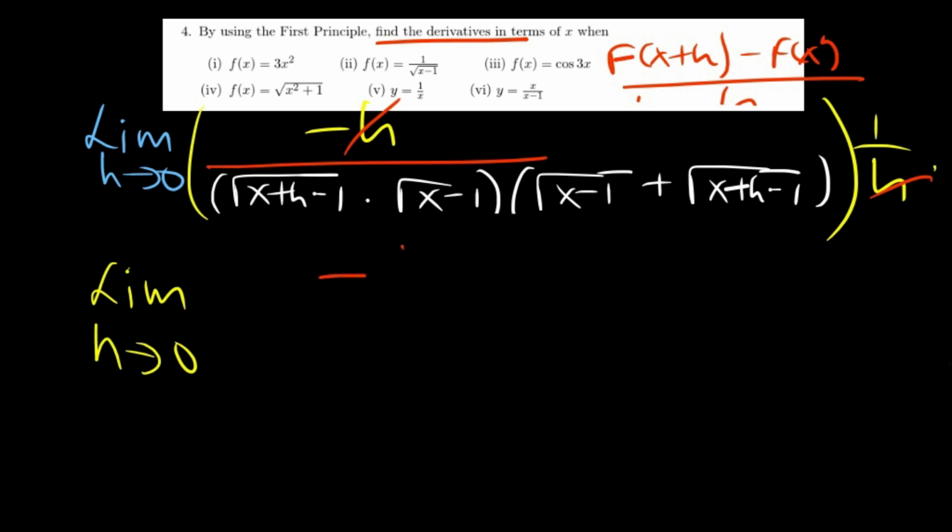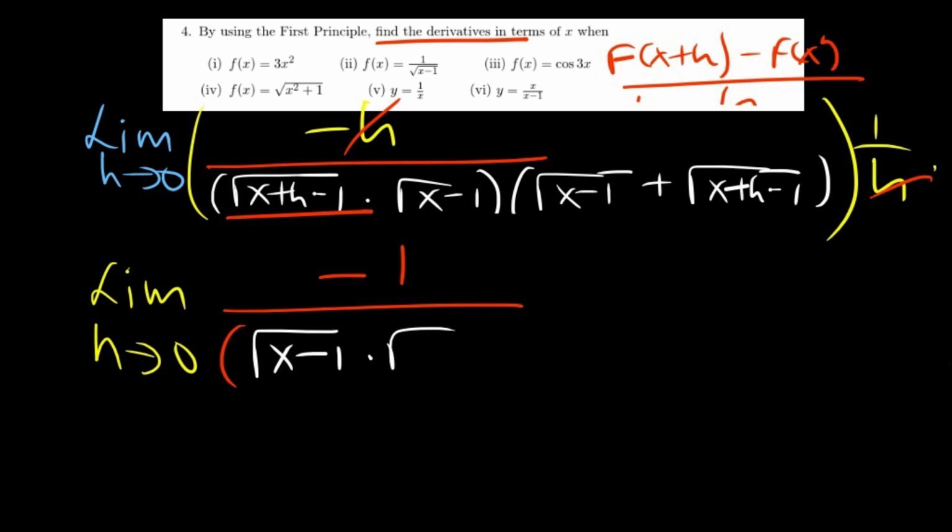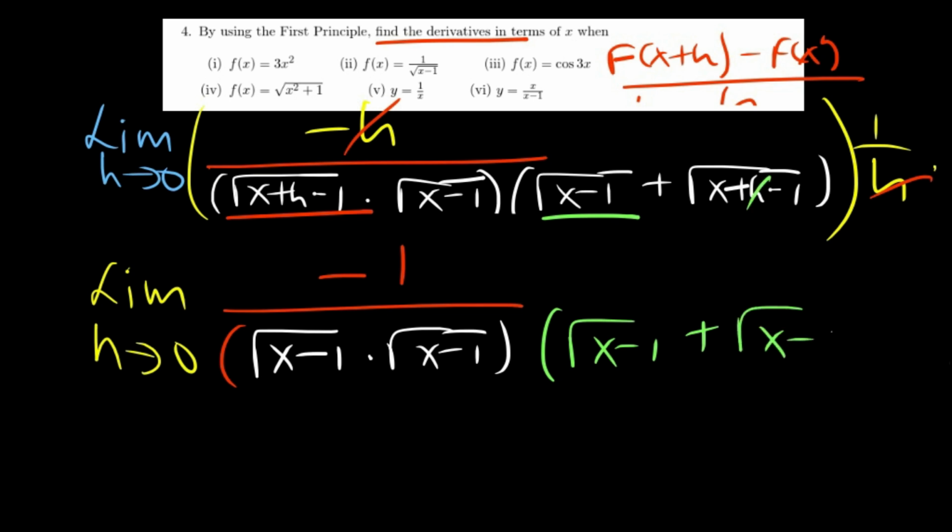So I have negative 1. Now let's distribute this, the h approaches 0. So wherever we have h, we're going to put a 0. So that part in the brackets, we're going to remain with root of x minus 1. The h has disappeared, and then multiply by root of x minus 1 as it is. And then the next part in the other bracket will remain as it is, plus the h will also disappear there, remain with root of x minus 1.